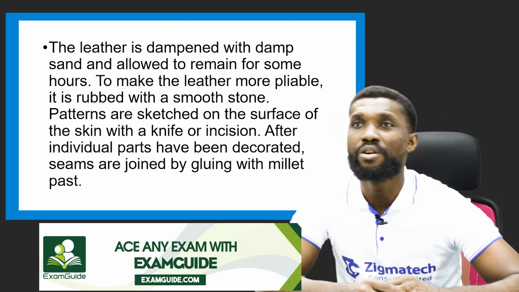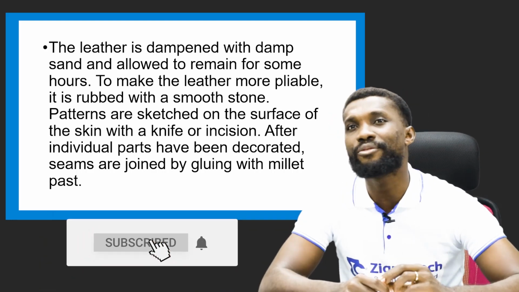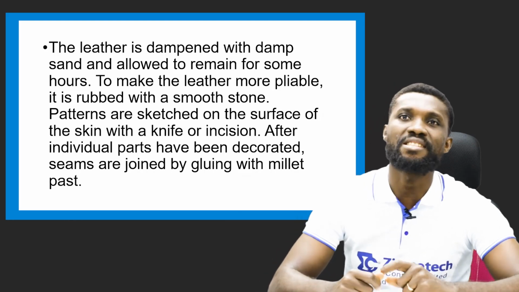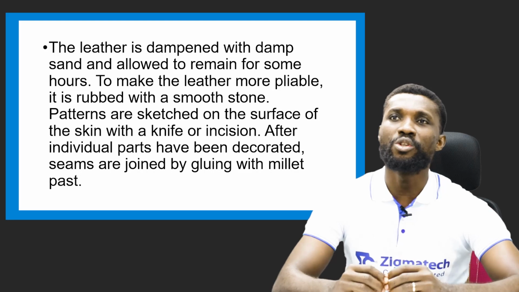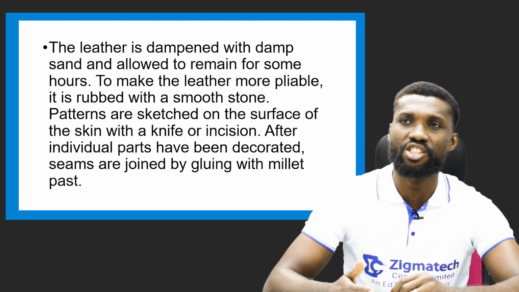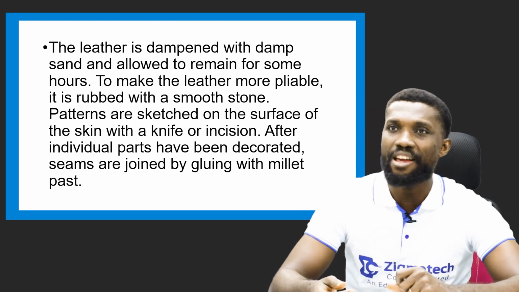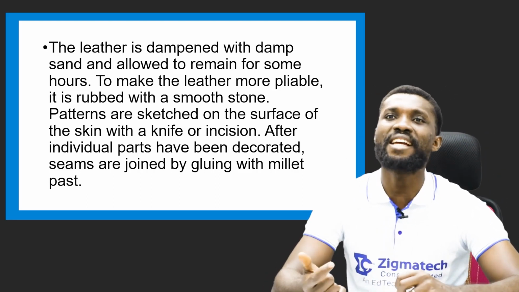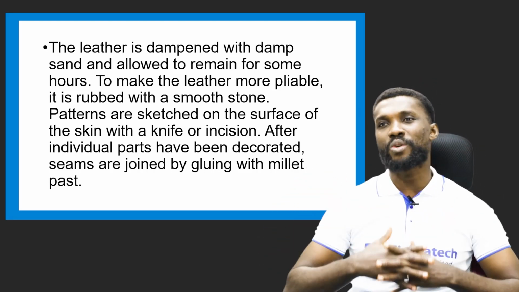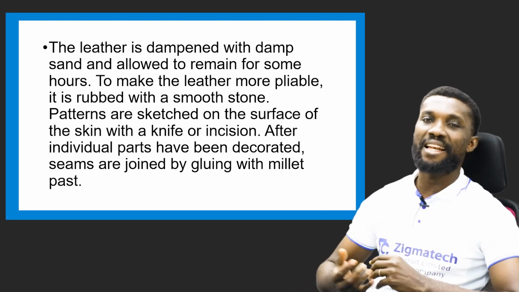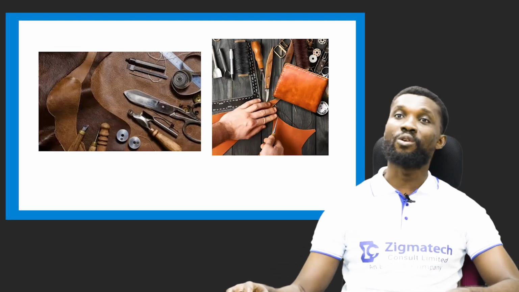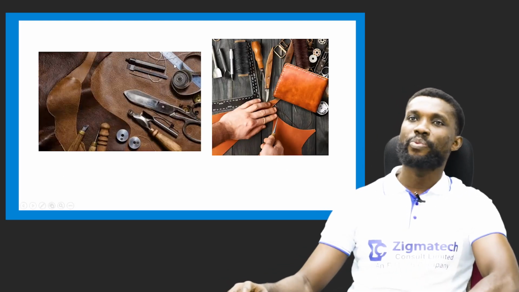Now, the leather is dampened with damp sand and allowed to remain for some hours to make the leather more pliable. Then it is rubbed with a smooth stone, and patterns are sketched on the surface of the skin with a knife or incision. After individual parts have been decorated, they are seamed or joined together by glue or with mallet and paste to make a bag or any other thing they want to form out of the leather.